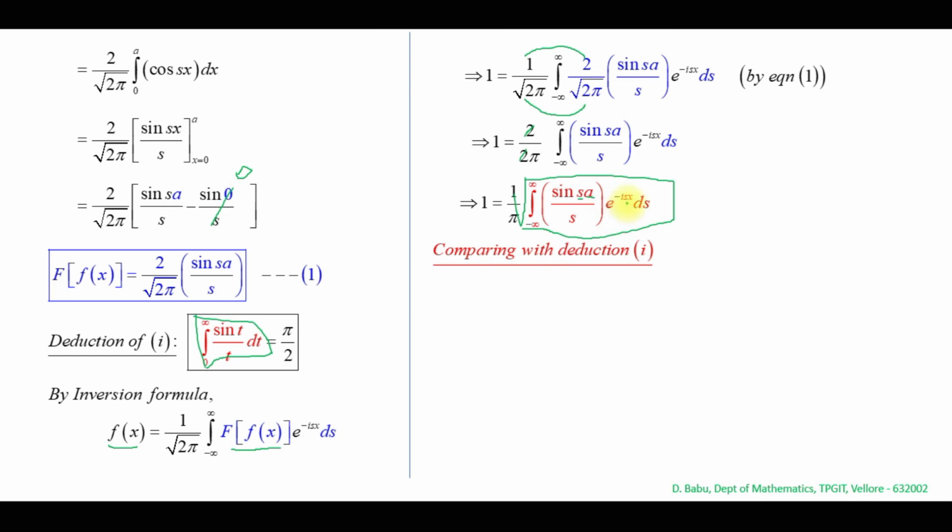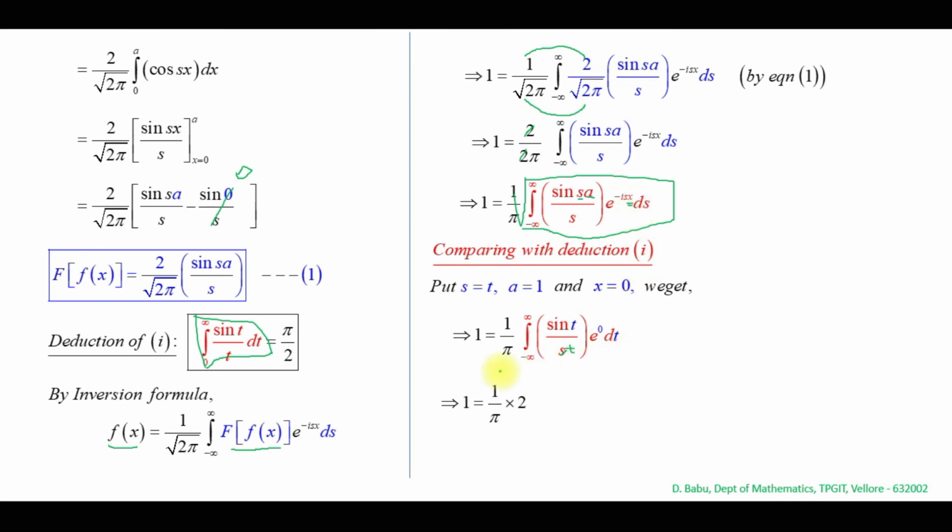By substituting x equal to 0, because anything to the power 0 is 1. So substitute s equal to t, a equal to 1 and x equal to 0. We get 1 equal to 1 by pi integration minus infinity to plus infinity sin t by t. Sorry, this one is t. Anything to the power 0 is 1, into ds, so dt.